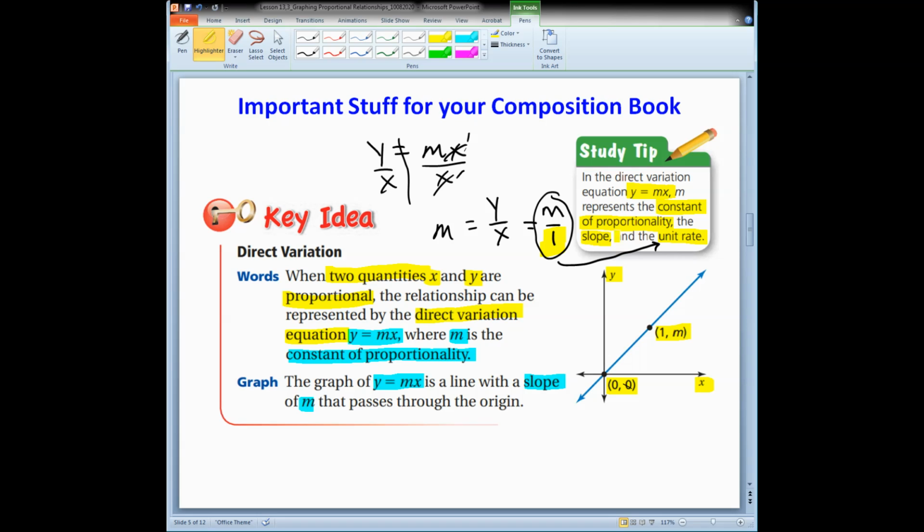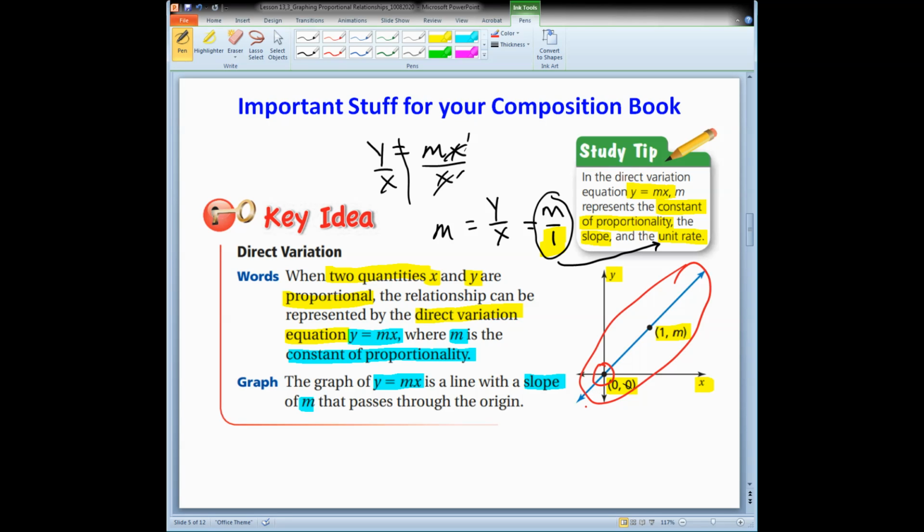Another way you can tell is if you look at this line, does that line pass through the origin? That's the easiest way to tell. If a line does not pass through the origin, then what happens? Well, then it crosses the y-axis somewhere else, and so it does not show direct variation. X and y are not in a proportional relationship.